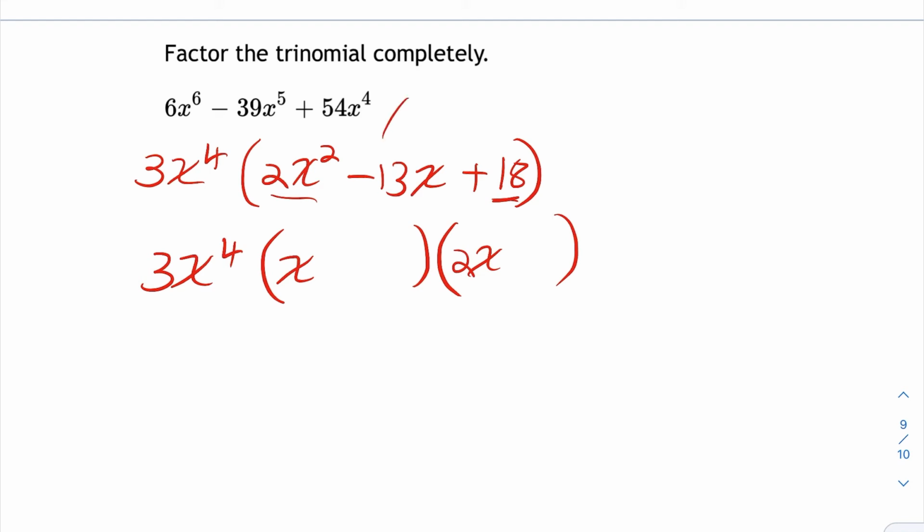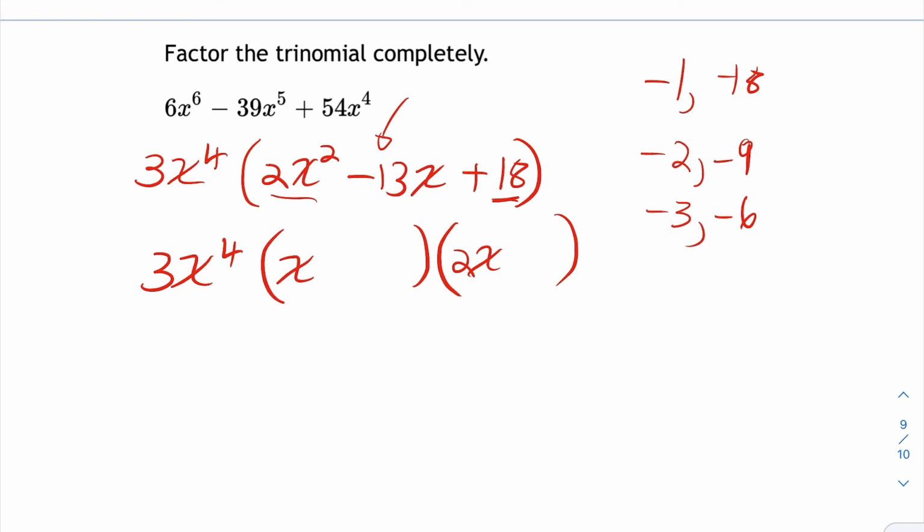But when I combine the outside and inside products from FOIL, I should get negative 13 in the middle, which means even though they have the same sign, they should both be negative. So the numbers I would be looking at would be negative 1 and negative 18, negative 2 and negative 9, or negative 3 and negative 6. So we just have to figure out which one of those pairs works.